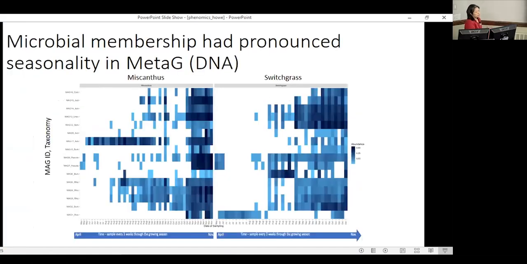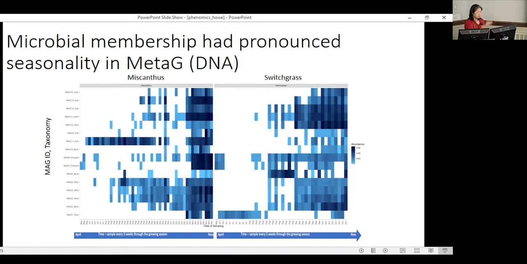Okay, so what do we see over time in the perennial grasses? On the left, we have miscanthus. On the right, we have switchgrass. And on the x-axis, we have the season, from early season, from pre-emergence, to senescence on the late end. And on each row, you can think of it as a microbial member or a recipe, if you will. What recipes do we observe? And we see an enrichment over the seasons.